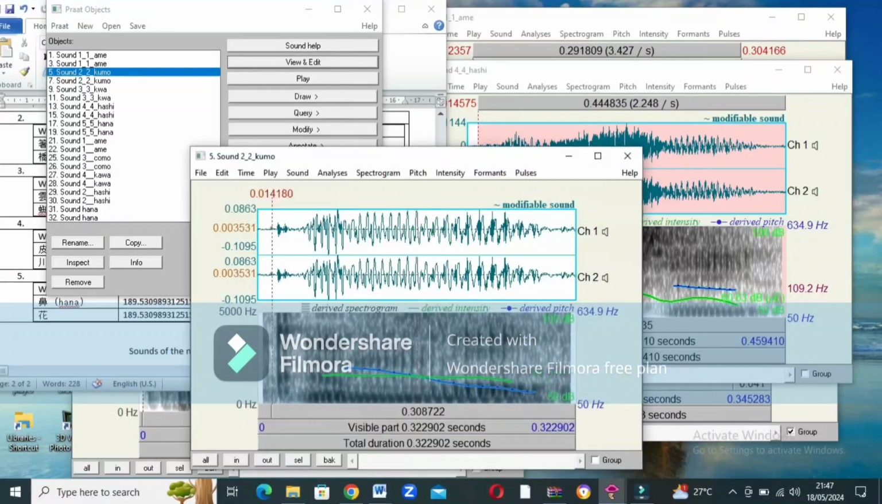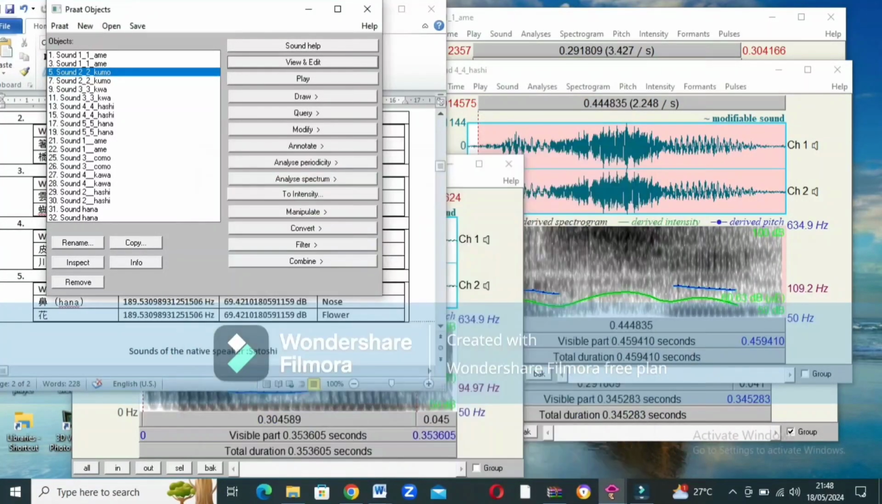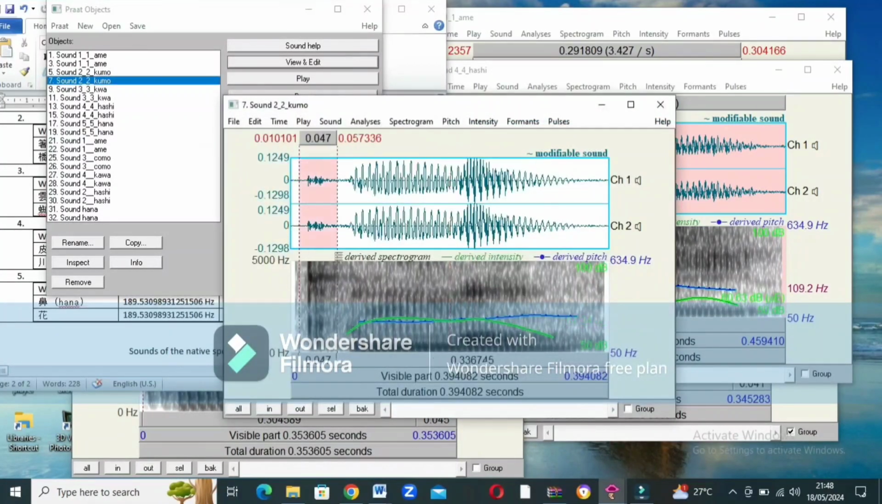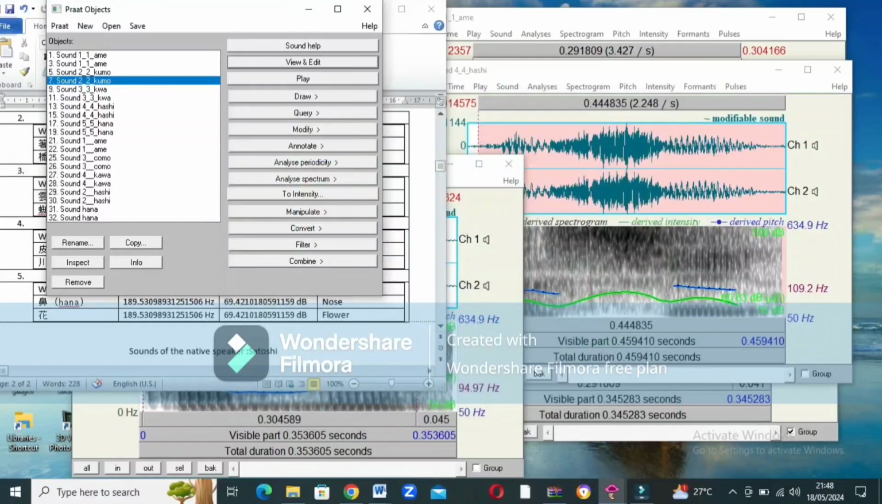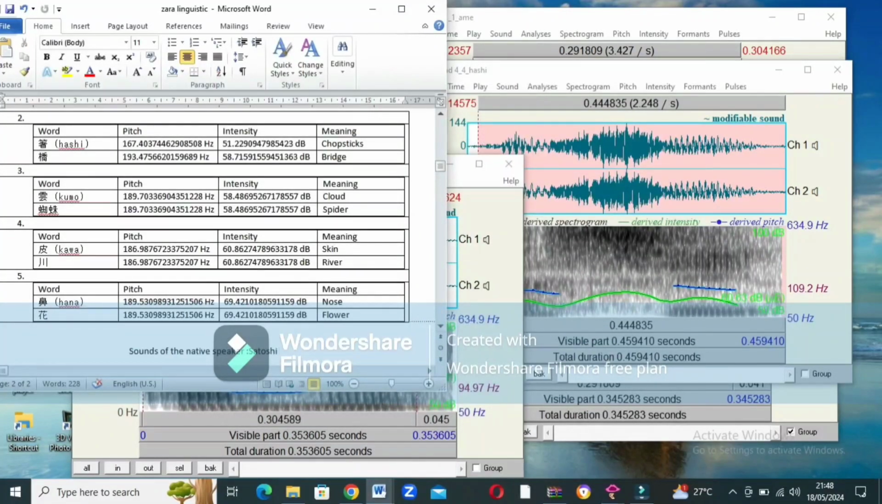Kumo. Okay, this is his voice. Kumo. We move to the second voice. Kumo. Okay, there are some differences in the voices, and I have obtained the pitch and intensity for both of their voices. And the fourth word is kawa.